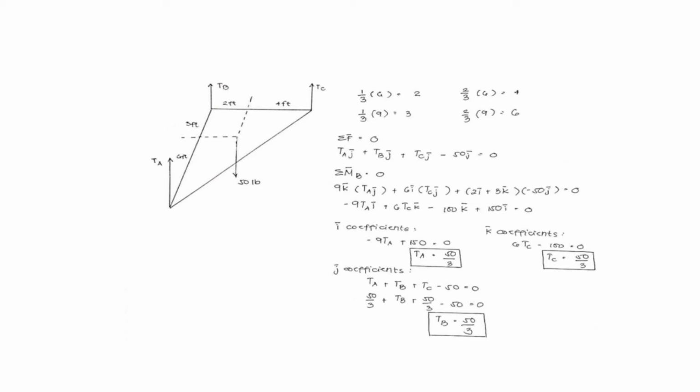After that, we regroup it according to their places in the FBD. For tension A, we get the answer 50 over 3. For tension B, we got the answer of 15 over 3. And for tension C, we get the answer of 50 over 3.